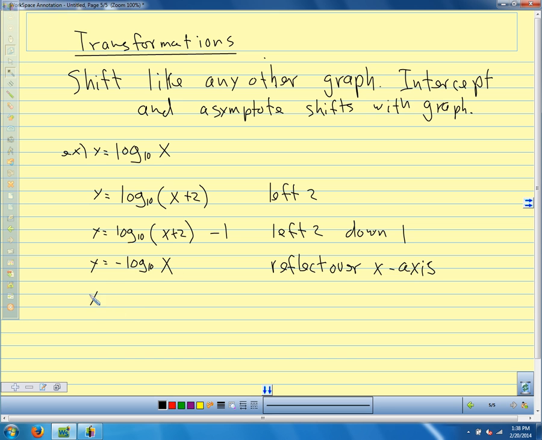And then how about y equals log base 10 of negative x? Reflect over y. So my intercept would reflect over the y-axis. My vertical asymptote wouldn't change in this case. I'm just going to reflect it the other way. So transformations just like any other function. We just take our intercept, point of intercept, and our asymptote along with the graph. All right, questions there?